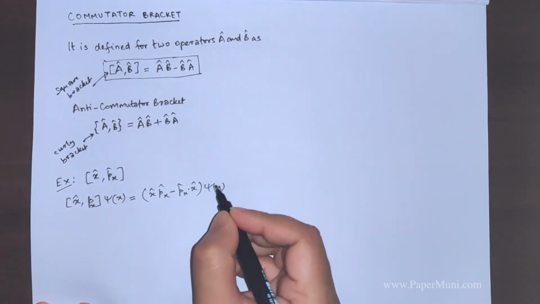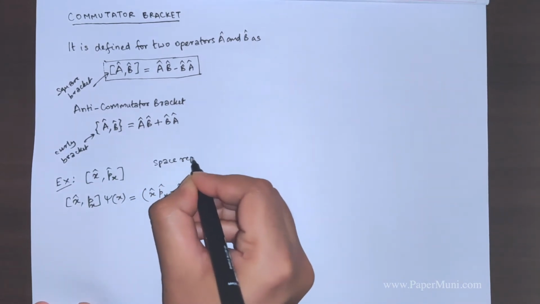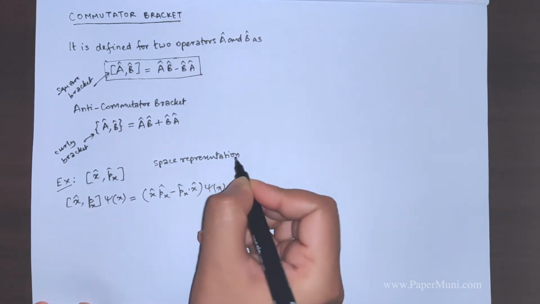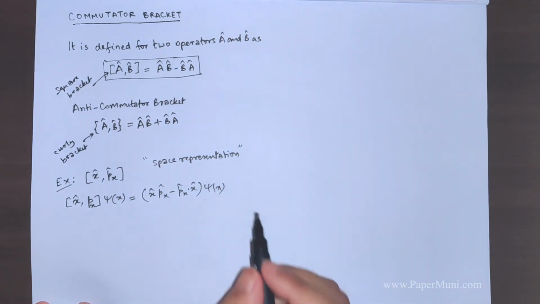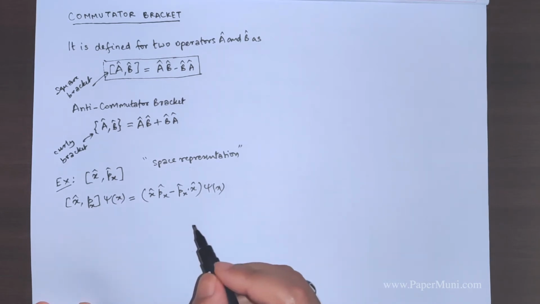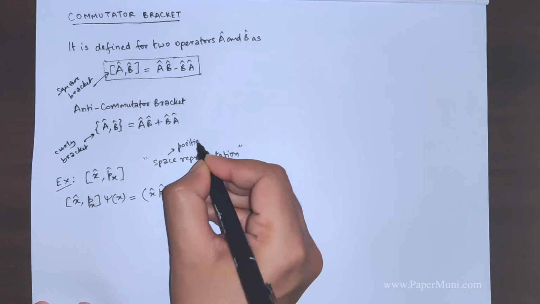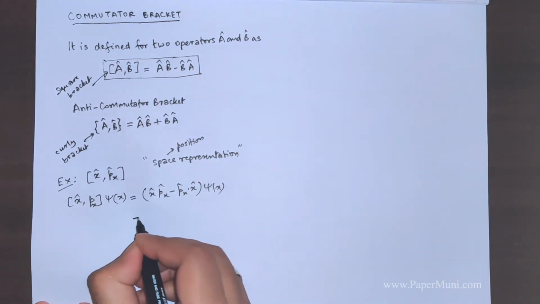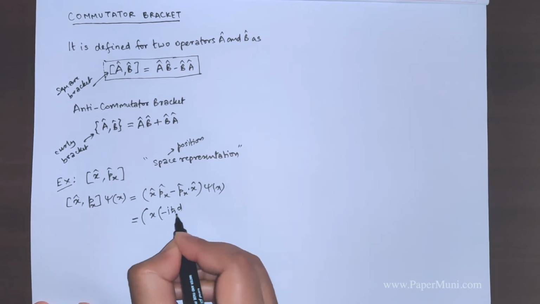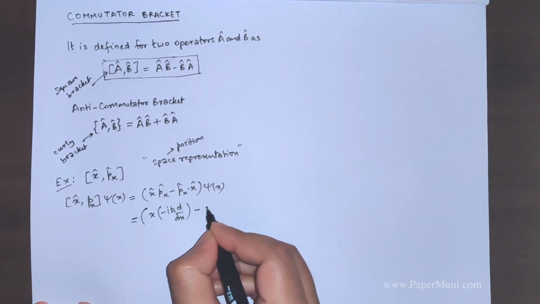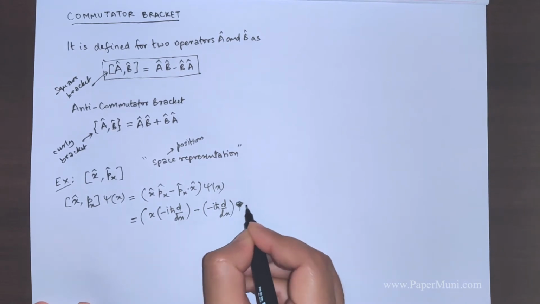Now whatever calculations we are doing, we are doing in the space representation of the wave function. Operators are also represented using position, and the wave function is also represented using position. There's another thing called momentum representation, where we represent it using momentum. In this case we are using space representation, or simply position representation. All the operators and wave functions are in position representation. So if we proceed further, we write the x operator as x, and px as minus i h cut d by dx.